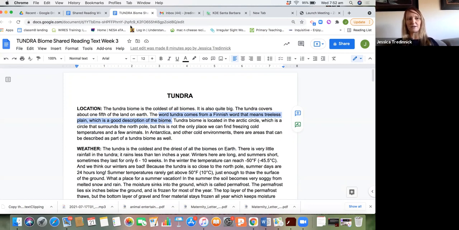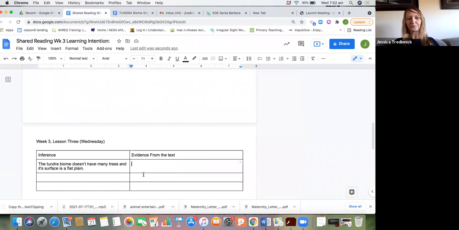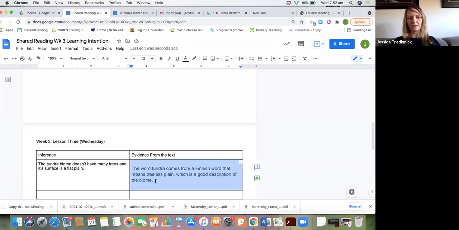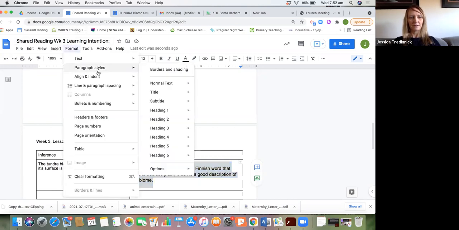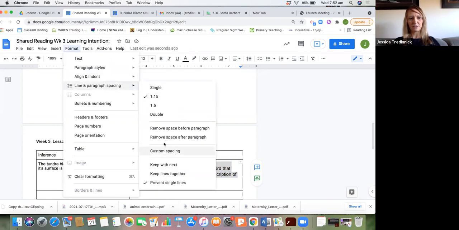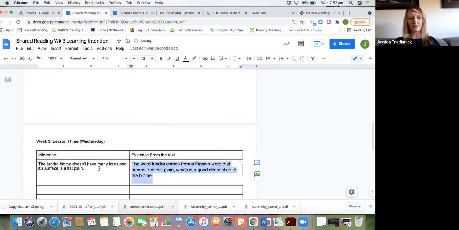That's my evidence. I'm going to copy that and put it straight in there. Oh, it's got some formatting issues with it. So I'm just going to go to line and spacing. I'm going to remove the space before the paragraph, and then I'm going to change the font.